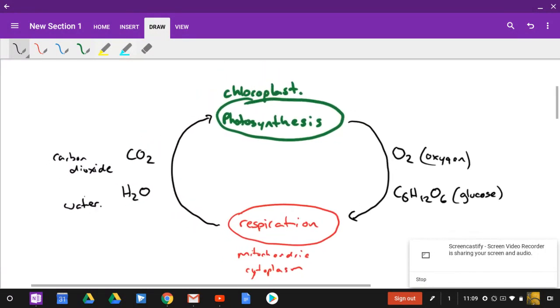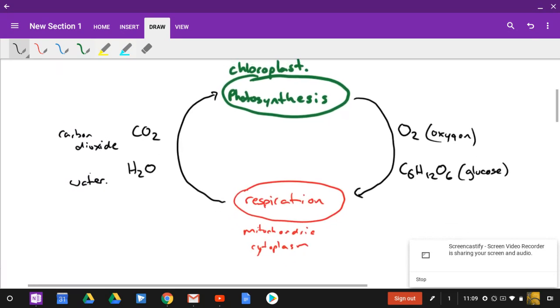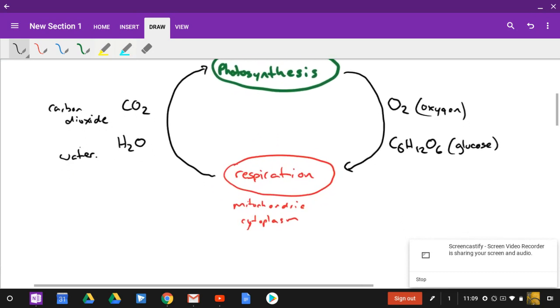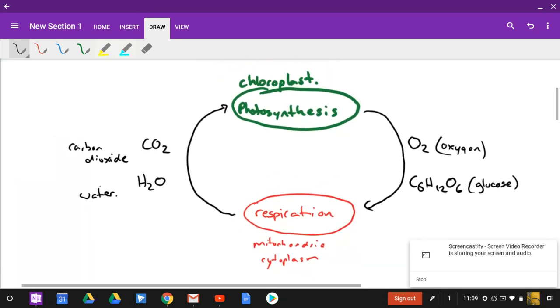It's worth mentioning that plants are going to absorb carbon dioxide from the air, and they're going to absorb water from their environment, either from the roots if they're a terrestrial plant, a land plant, or they'll absorb it from the water if they're a water plant, either marine or freshwater. Okay, and again, respiration occurs in all living things.